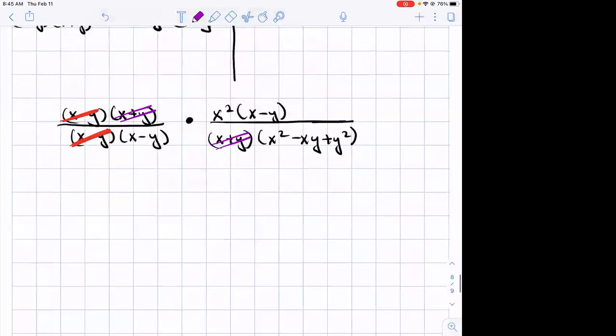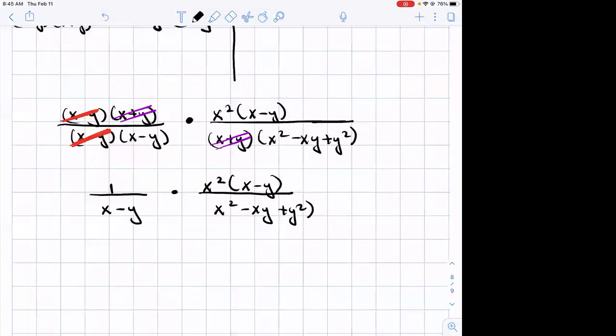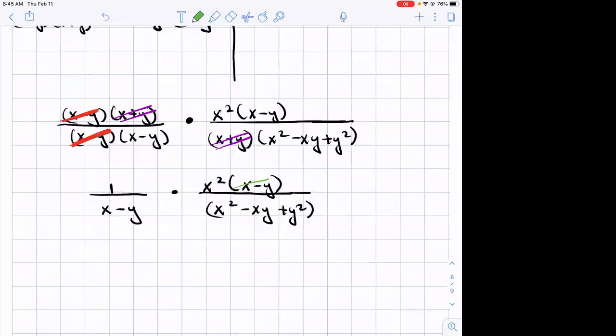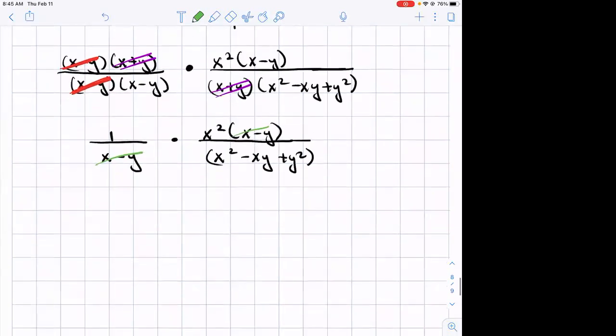So I think I should rewrite this, since everything cancels out in the top, that leaves me with a 1. In the bottom we have x minus y. In the top we have x squared times x minus y. And in the bottom we have x squared minus xy plus y squared. We have one more cancellation I see. We have an x minus y here with an x minus y there. And I think that's all the cancellation we have.